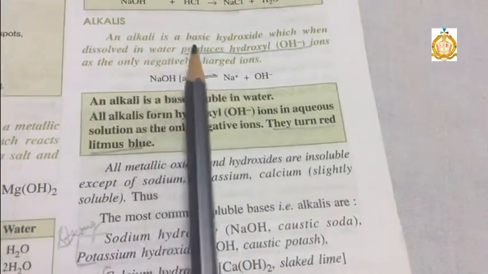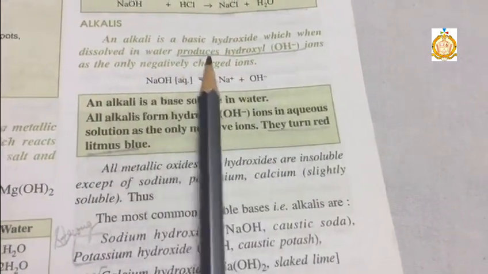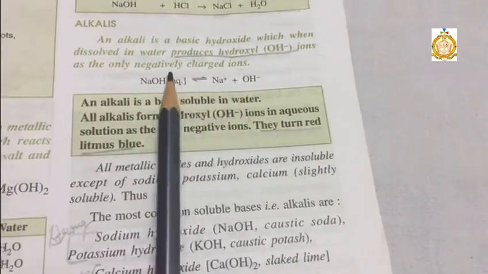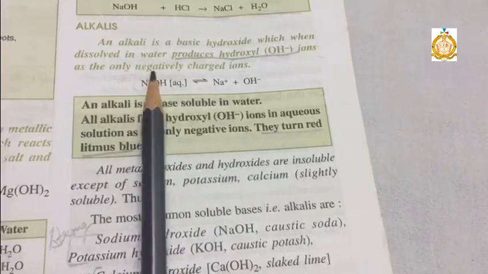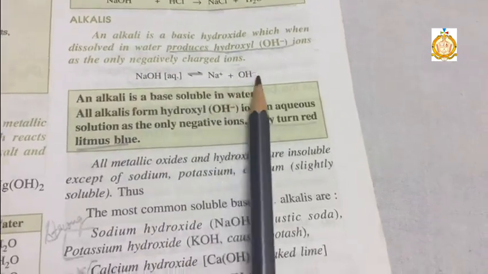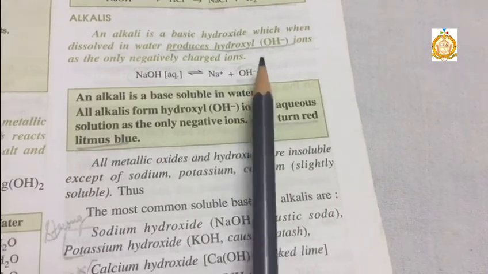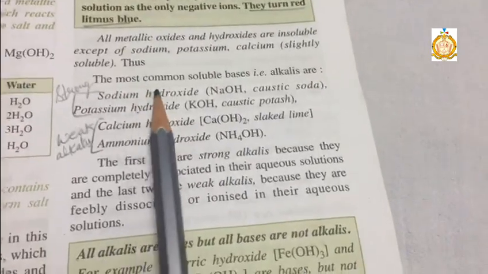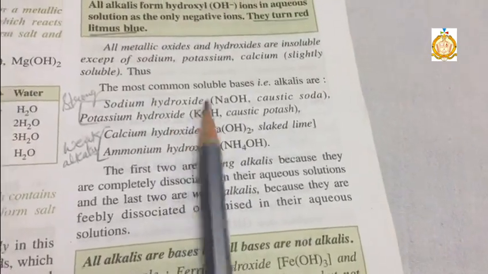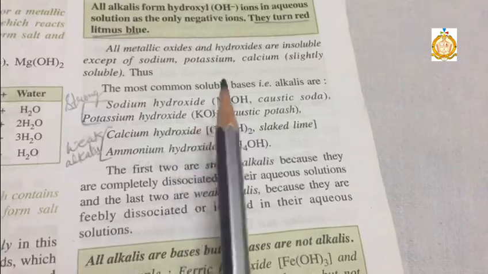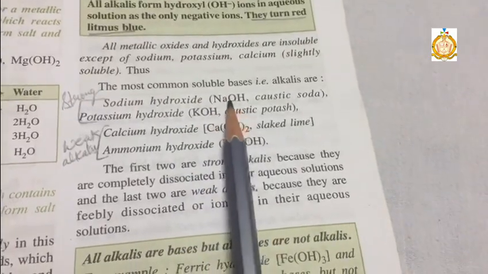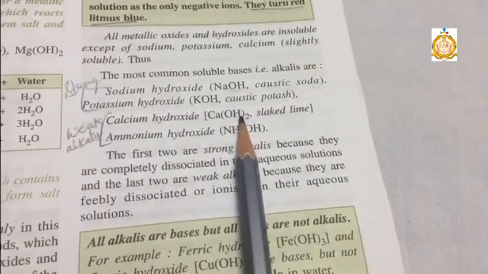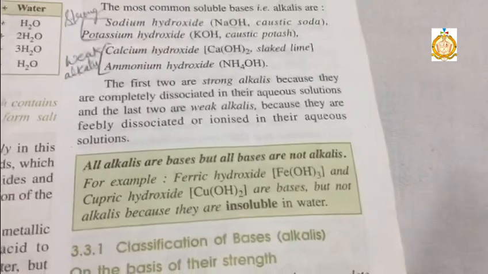Alkalis. An alkali is a basic hydroxide which, when dissolved in water, produces hydroxide ions as the only negatively charged ion. This is an alkali. When it is dissolved in water, it gives OH negative, hydroxide only, as the negative ion. Next, these two are strong alkalis and these two are weak alkalis. Strong alkali means they will furnish all the OH negative ions in water, and here some OH negative ions will remain with the compound only.